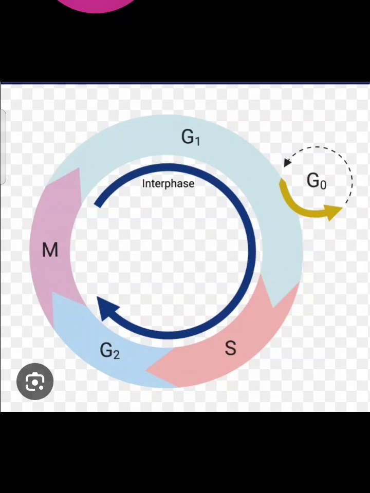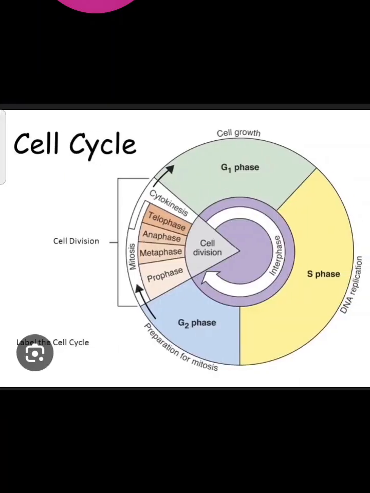Then the mitosis phase. One of my lecturers told me an easy way to remember it is PMAT. What is meant by that? PMAT means prophase, metaphase, anaphase, telophase. So mitosis we can remember as PMAT.